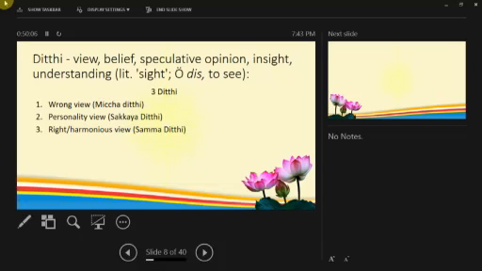Personality view, though people who do not have wrong view still might live with personality view, Sakkaya Ditthi. I will not explain that further because it's another subject, but initially Sakkaya Ditthi is the notion of I, me and myself. We have it. Until you attain the first level of enlightenment, called Sotapanna, we have this view, Sakkaya Ditthi.